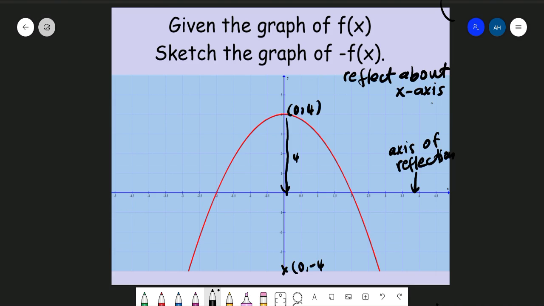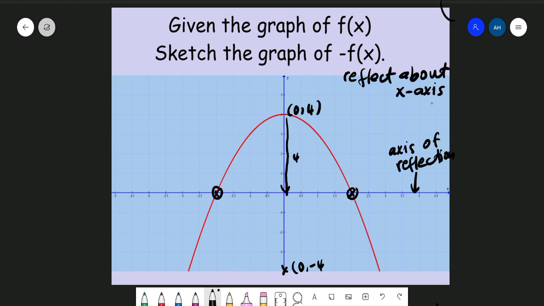Okay, please take note that point (2, 0) and point (-2, 0) are on the axis of reflection. Therefore, those 2 points will not move, they will stay at the same position. All right, now let's see, maybe we can use some other point. I think that will be enough for us to reflect this graph downwards, about the x-axis.